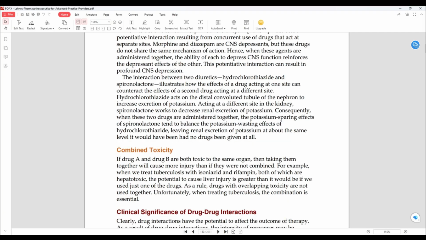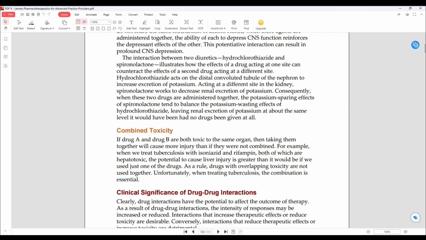The interaction between two diuretics, hydrochlorothiazide and spironolactone, illustrates how the effect of a drug acting at one site can counteract the effect of a second drug acting at a different site.